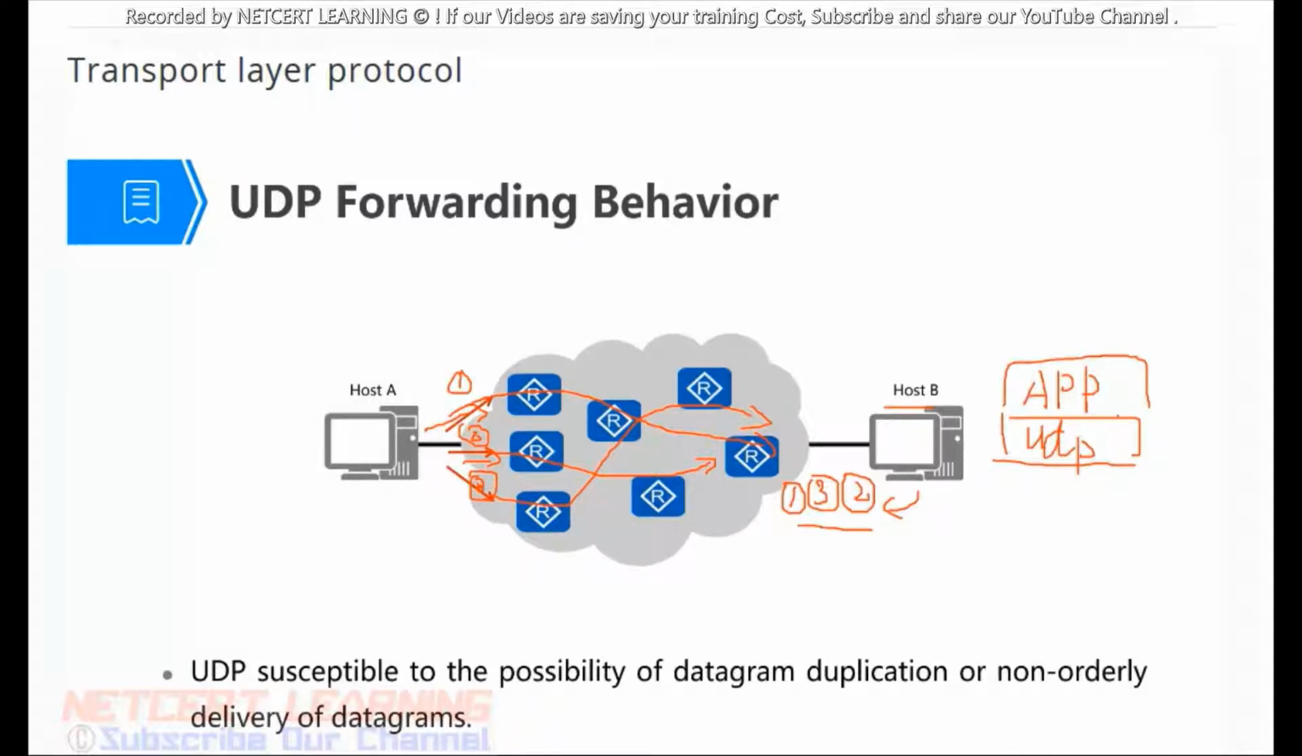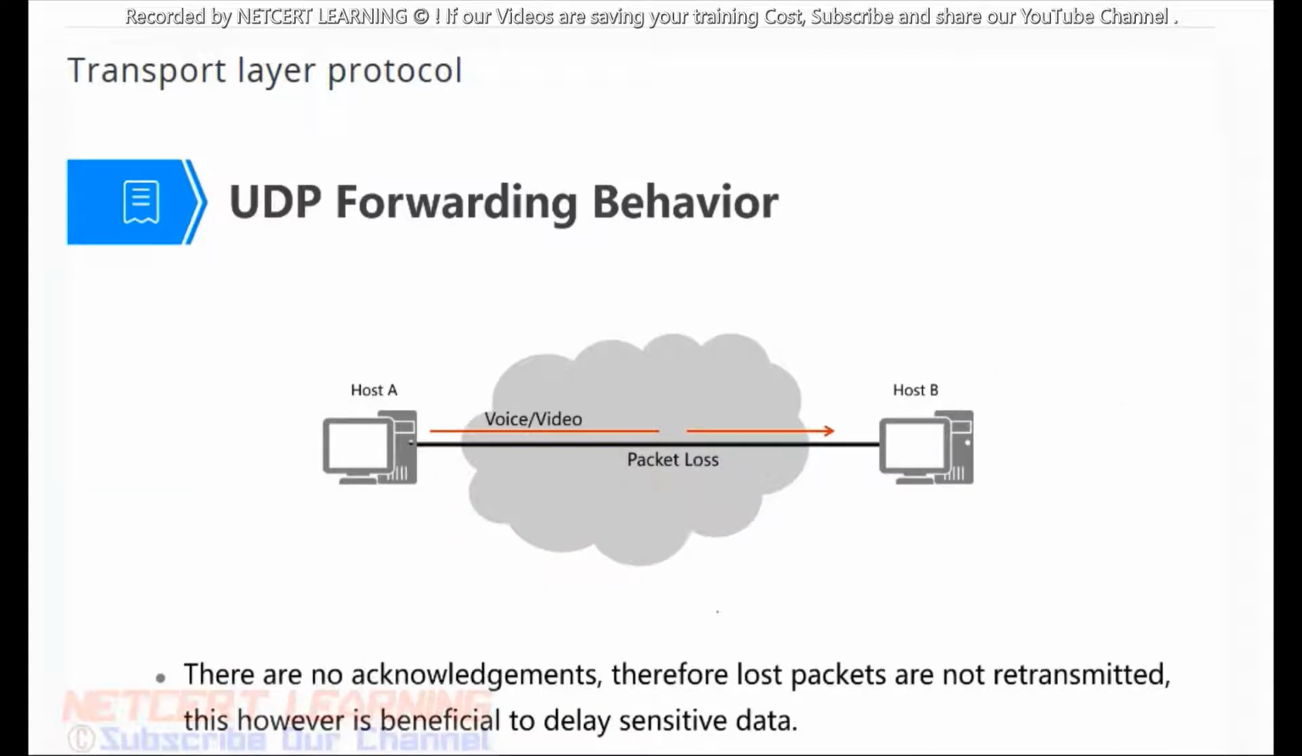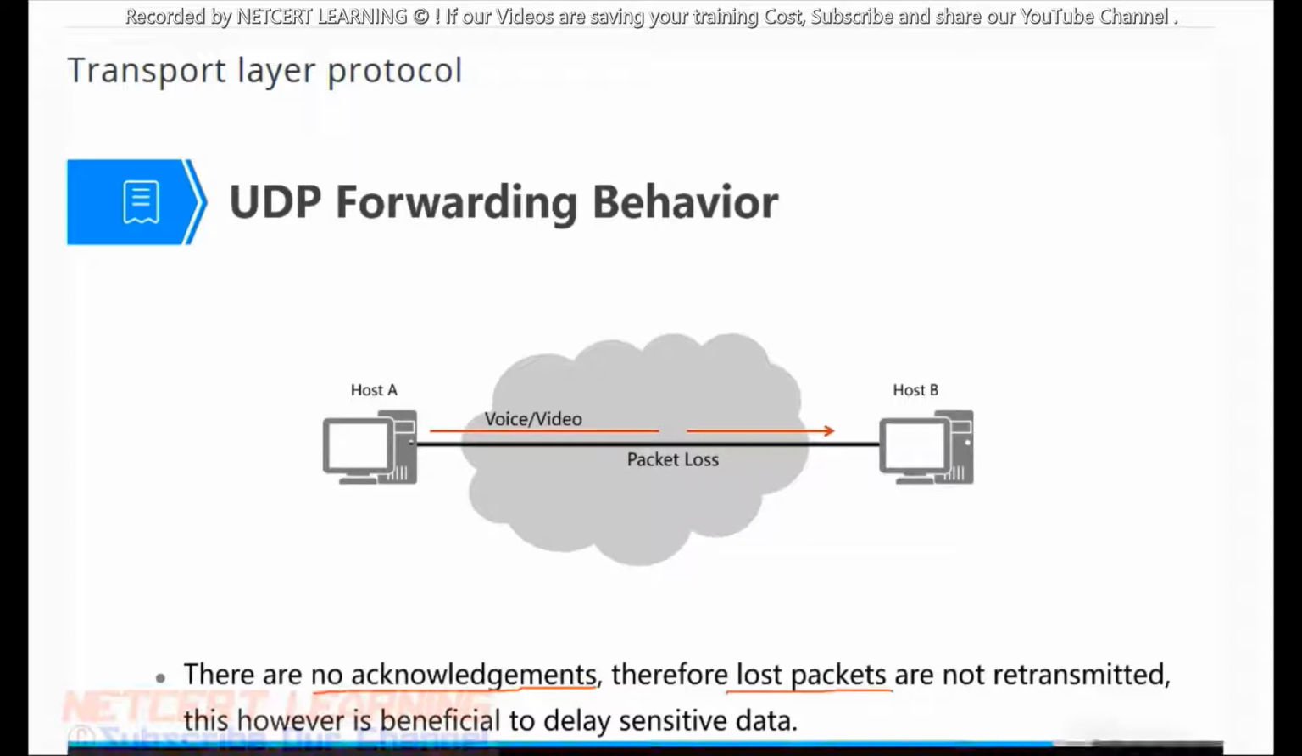And then, no acknowledgement, no sequence number. UDP does not contain an acknowledgement mechanism and does not have a sequence number. So when a packet is dropped or lost, it will not be retransmitted by UDP, and UDP will not recover the packet loss. So maybe UDP will drop a packet, but UDP also has its advantages.